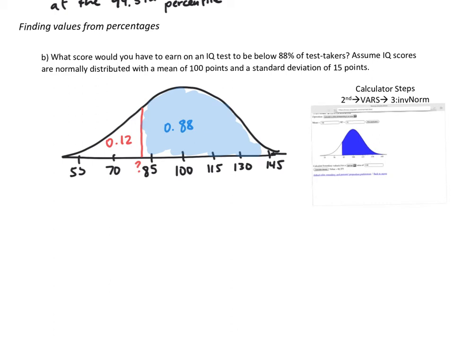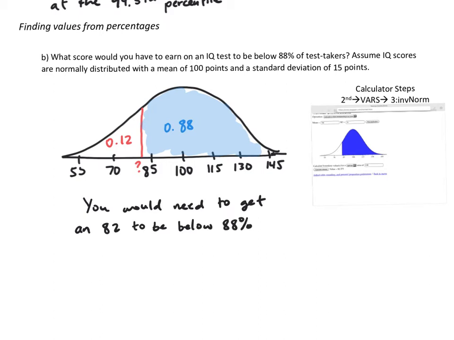And so our answer here would be: you would need to get an 82 to be below 88% of test takers.